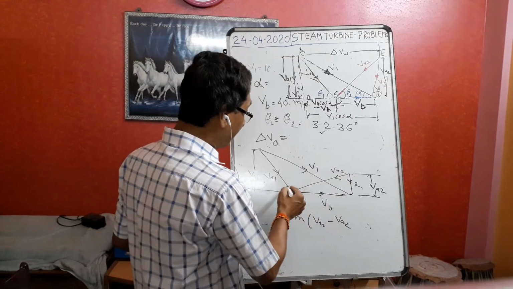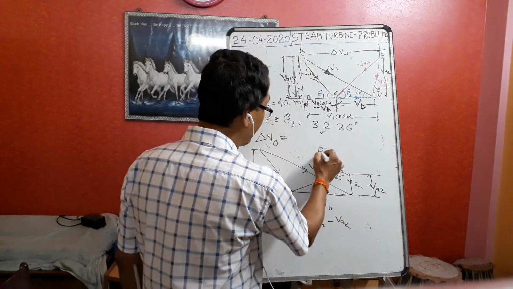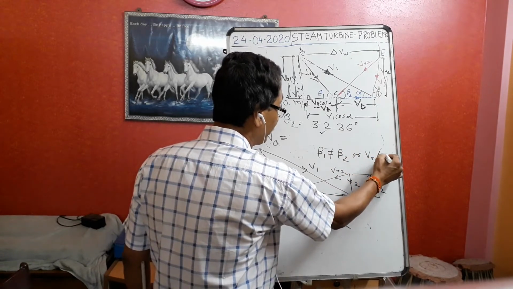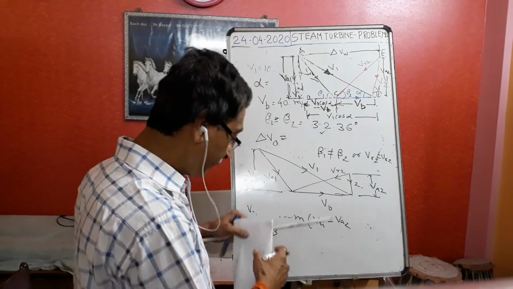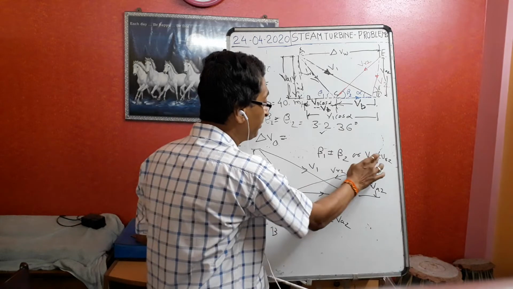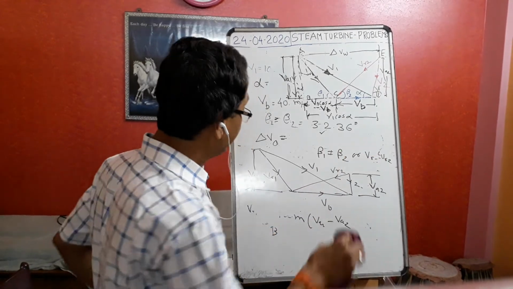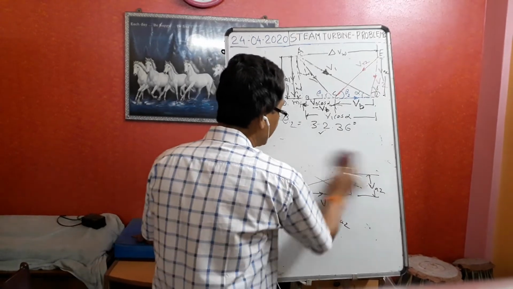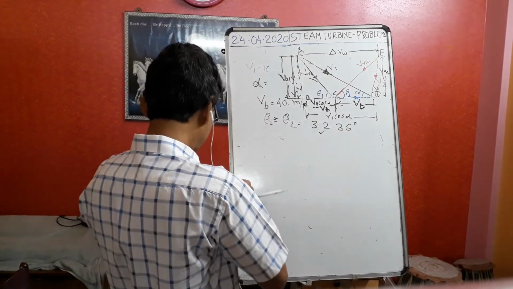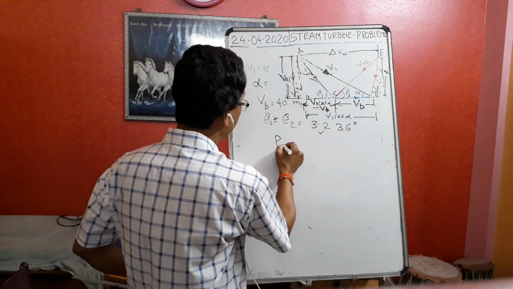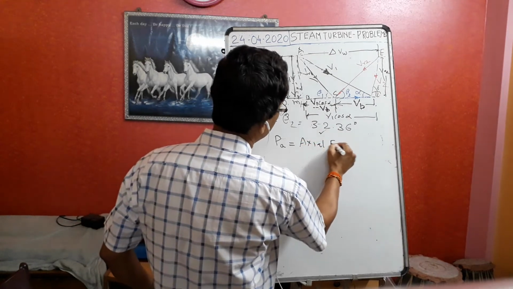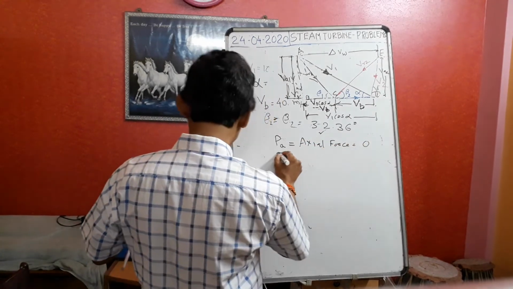Okay, so if the blades, you are correct, if the blades beta 1 not equal to beta 2 or VR1 not equal to VR2, তাহলে axial force আসবে। But here both are same, beta 1 and beta 2 are same and VR1, VR2 same, so that's why there is no axial force. So axial force here is 0.